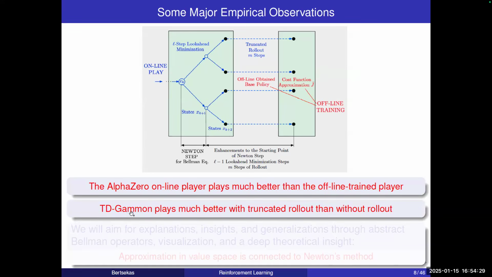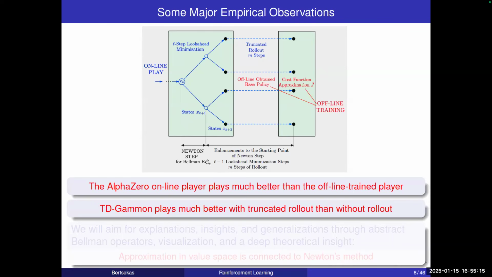Another insight is that the middle portion of TD-Gammon is very beneficial. In other words, TD-Gammon plays much better with truncated rollout than without rollout. Backgammon and the TD-Gammon program in particular had a long history. It was originally implemented in the late 80s and trained using a method called supervised learning that we're not going to talk about here. It's not reinforcement learning, and the results were not very encouraging. It could play reasonable backgammon, but it was far from beating strong players.